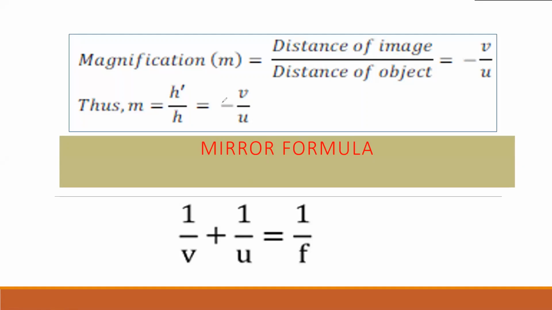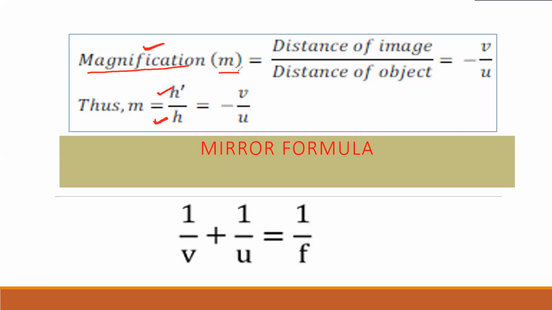Hello everyone. Today with this video we will understand the topic magnification of mirrors. What do you mean by magnification of mirrors? First of all, magnification will help you to compare the two things, that is height of the image and height of the object. To have a comparison between these two things, you will be using a term called magnification.